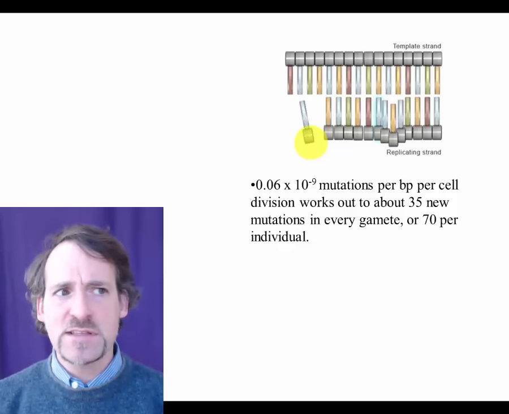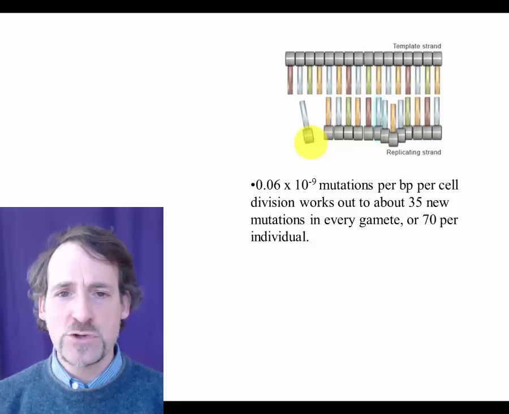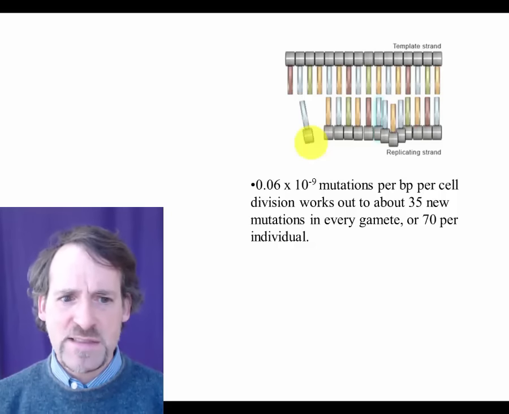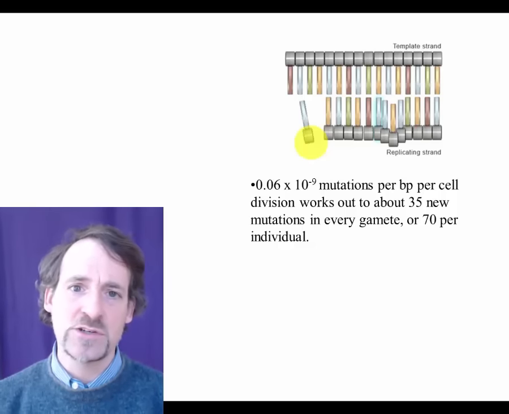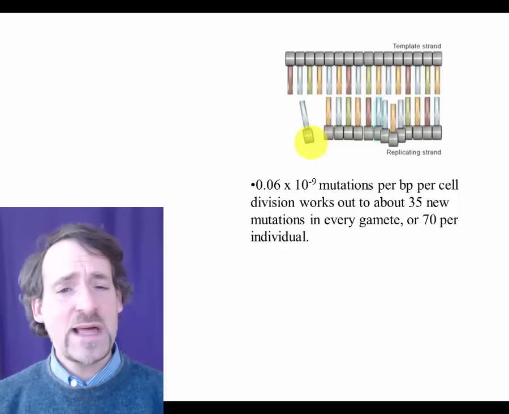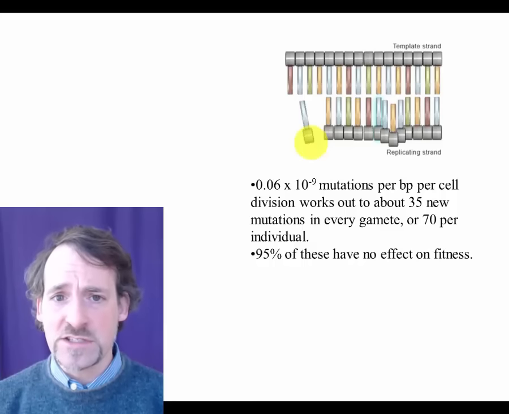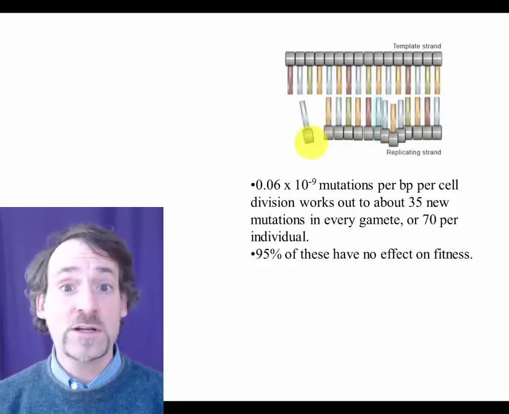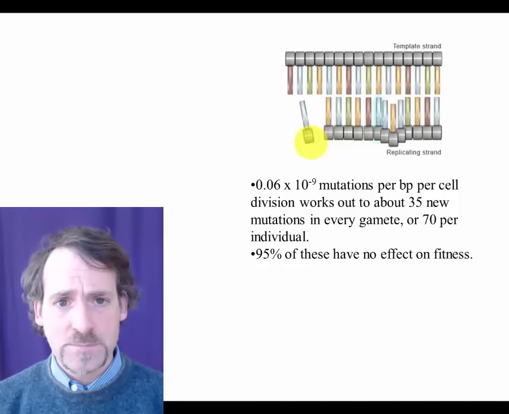You might be thinking that 70 is a lot of mutations, because if every individual has 70 mutations, that's changing 70 different things about each individual every time that a new baby is born. And isn't that bad for us? Well, actually, 95% of the new mutations have no effect whatsoever on the organism that inherits them.